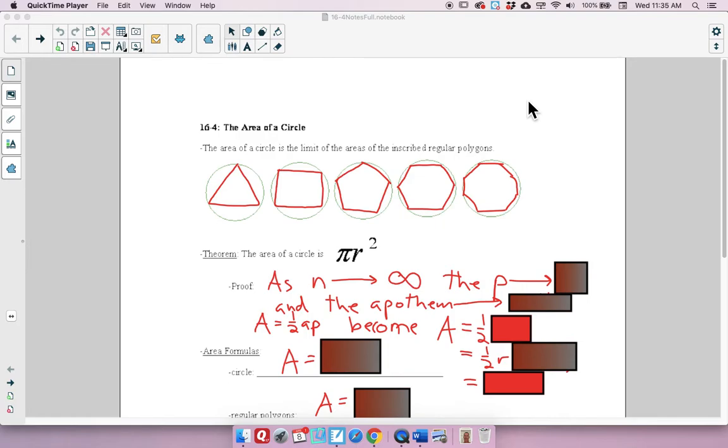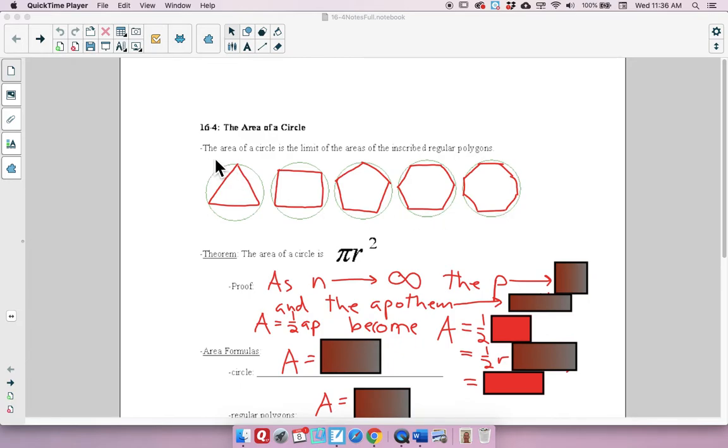And again, I don't know if you have these circles drawn in here. If not, go ahead and construct them or draw them carefully about the same size. And then fill them in the same way with your regular polygons. You've got your equilateral triangle, you've got your square, pentagon, hexagon, and an octagon.